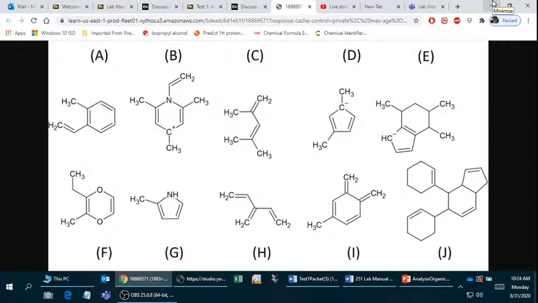So in this discussion board, it asks you four questions. The idea of the questions is to get you to understand which compounds are aromatic. So to be aromatic, there are 3 conditions we have to meet. The molecule has to be cyclic, it has to have a conjugated pi system, and it has to have 4n plus 2 electrons in that pi system.